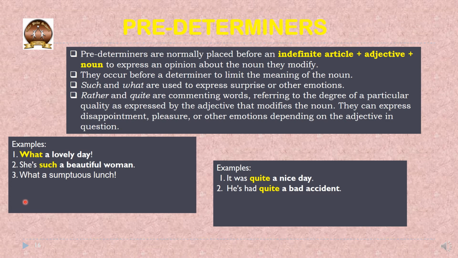So just see here, she's such a beautiful woman. So "a" is the main determiner, beautiful is an adjective and woman is a noun. To express an opinion about the noun they modify, they occur before a determiner to limit the meaning of the noun. Such and what are used to express surprise or other emotions. What a lovely day. Such a beautiful painting.